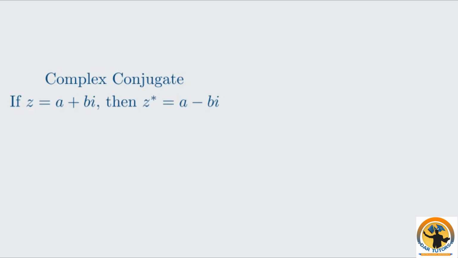A special operation on complex numbers is the complex conjugate. The complex conjugate of z equals a plus bi is denoted by z star, and it's defined as a minus bi. We simply change the sign of the imaginary part. Geometrically, the conjugate z star is a reflection of z across the real axis.